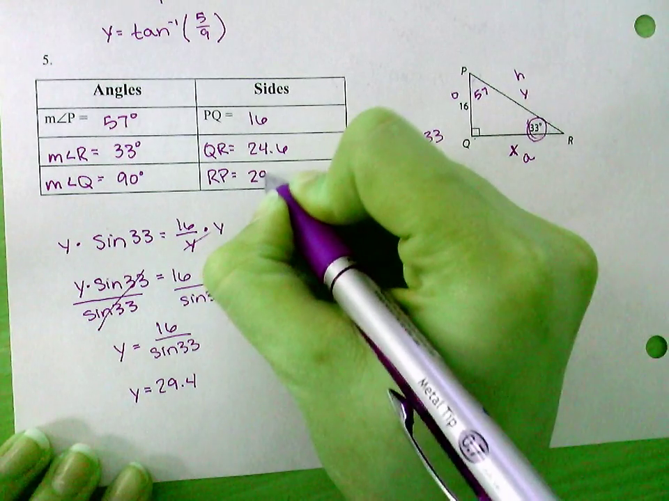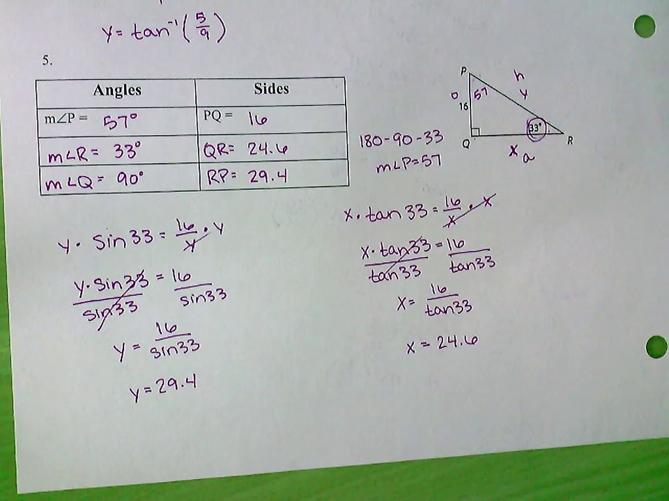So here we have 29.4 as our final side. So when you're solving that right triangle, you have to find all the angles and all the sides. You can apply the Pythagorean theorem, you can apply your trig ratios and the inverse of your trig ratios to find all of those. Okay? Any questions?